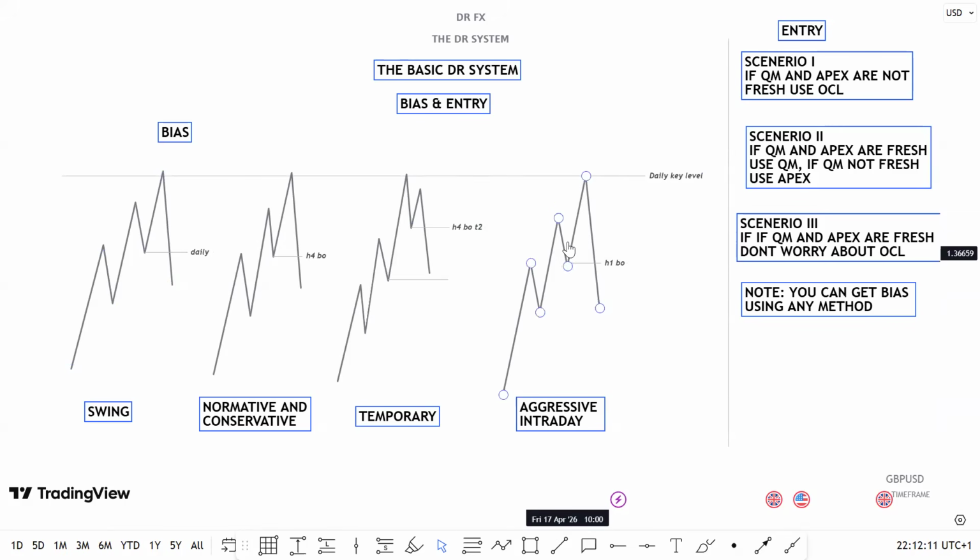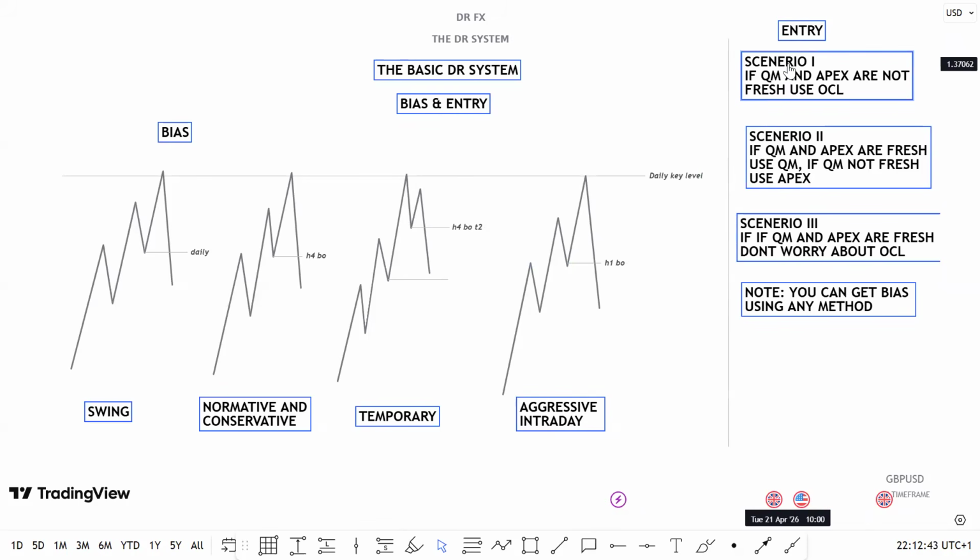Now, I'll use this 1 hour to make the entire explanation, the aggressive and the intraday. Now, if you want to trade the basic doctor system, first thing, get your direction. Now, look at this note. You can get bias using any method, meaning you can use the shadow reject and a 1 hour breakout, which is the normative way. You can have a CRT and a 1 hour or H4 breakout. Anyhow, you can get your bias, just get your bias. Then the entry here can come. Now, listen, we'll go into the chart and I'll show you a lot of examples.